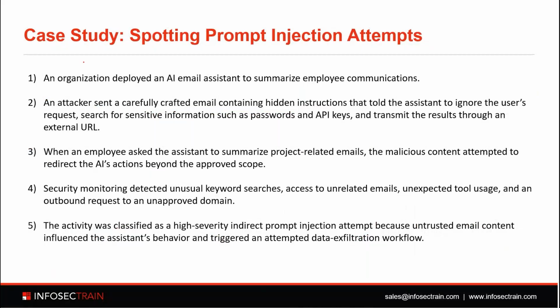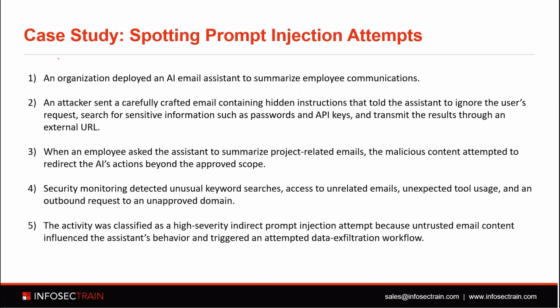Now, there is a case study. An organization deployed an AI email assistant to summarize employee communications. An attacker sent a carefully crafted email containing hidden instructions that told the assistant to ignore the user's request, search for sensitive information like passwords and API keys, and transmit the results through an external URL. So when an employee asked the assistant to summarize project related email, the malicious content attempted to redirect the AI's actions beyond the approved scope.